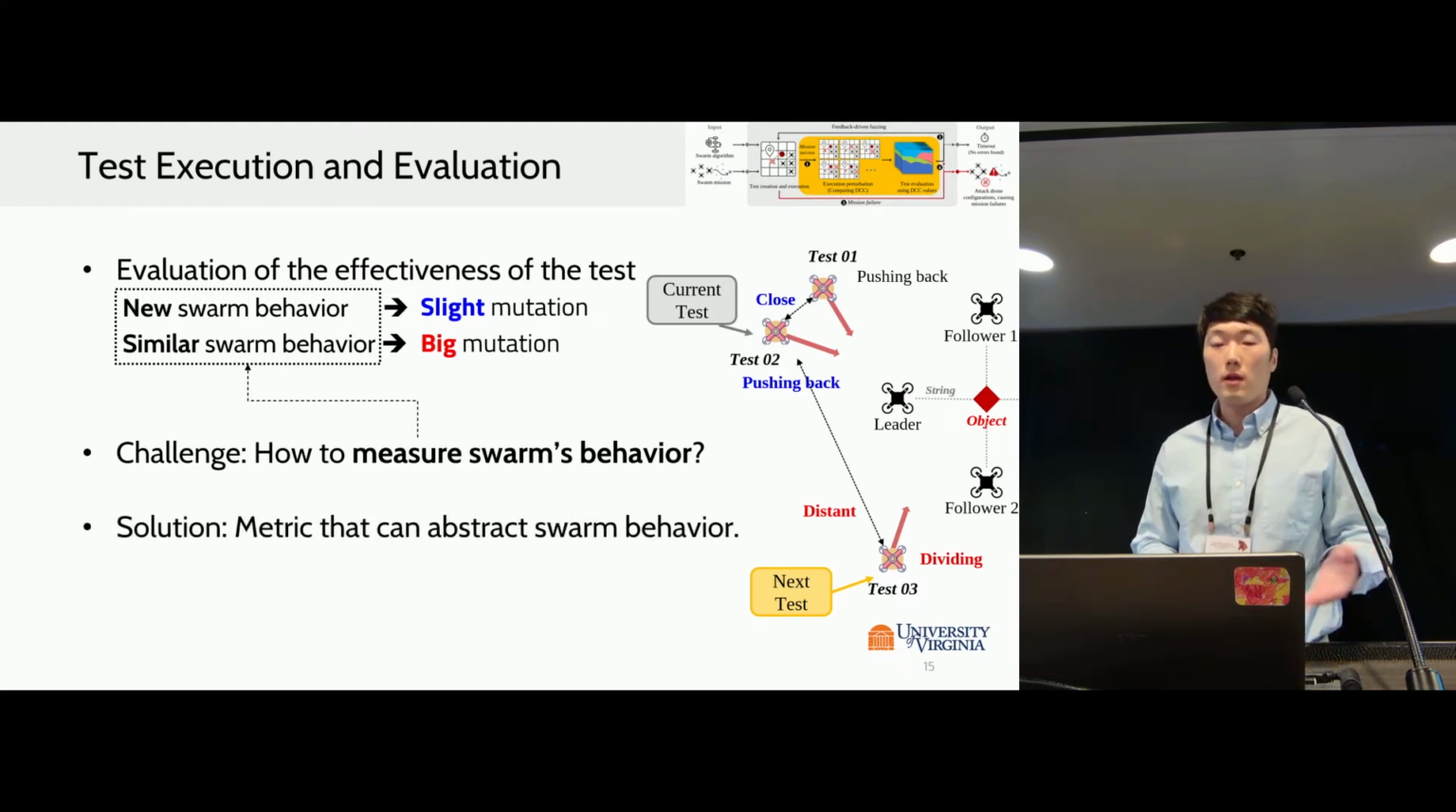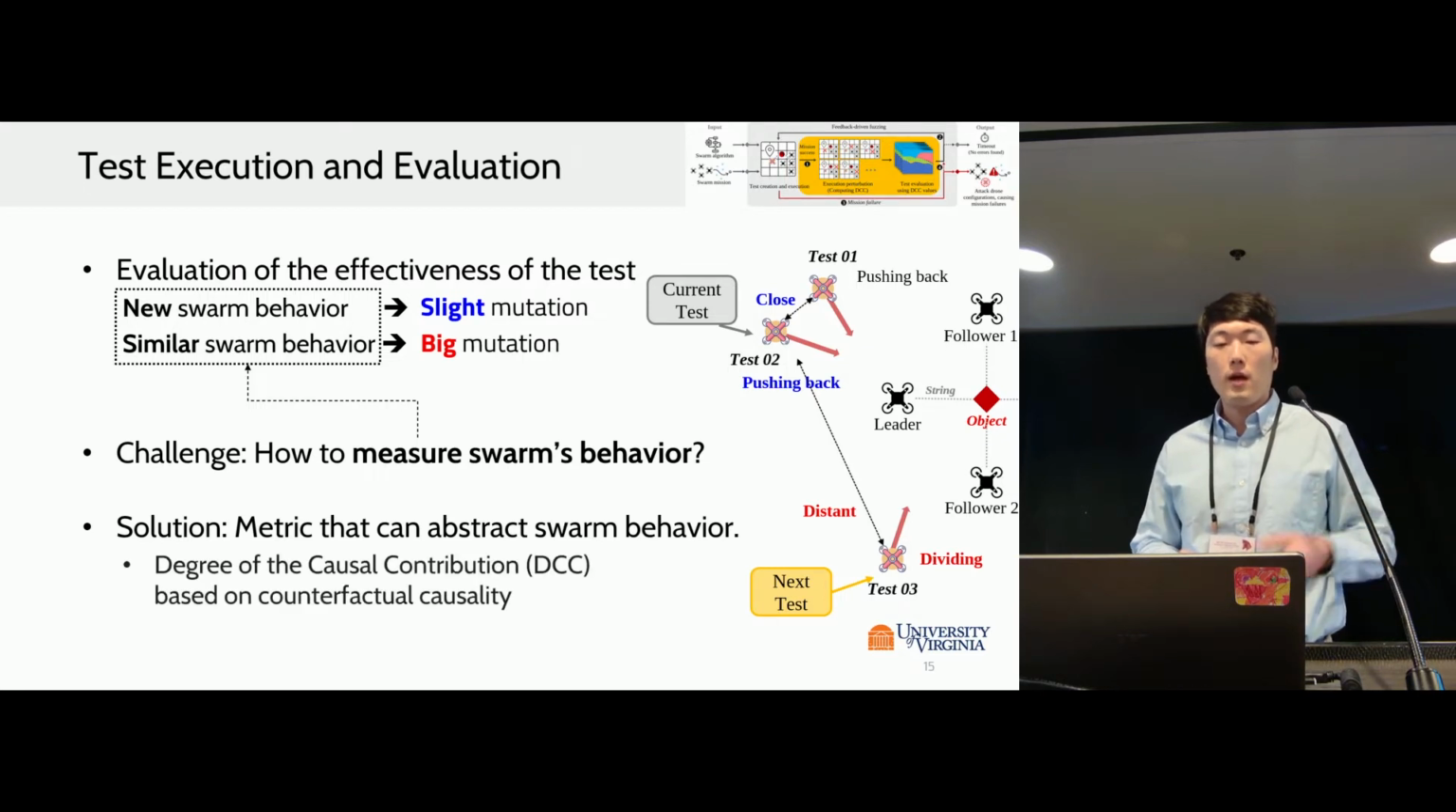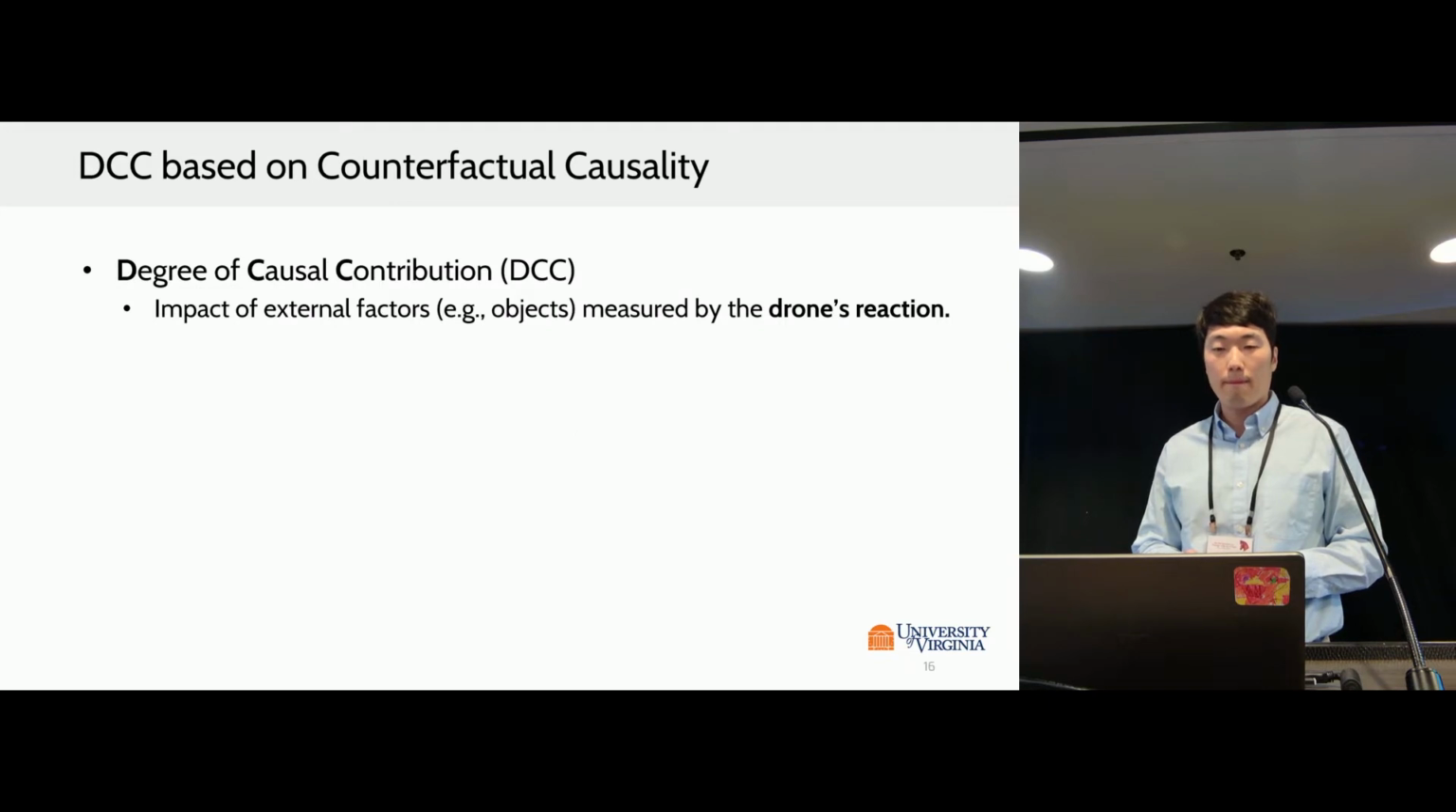To solve this, we need a metric that can abstract the swarm behavior. And for this, we introduce a degree of causal contribution, which we call DCC, that is based on counterfactual causality. Let's see what DCC is and how it works.